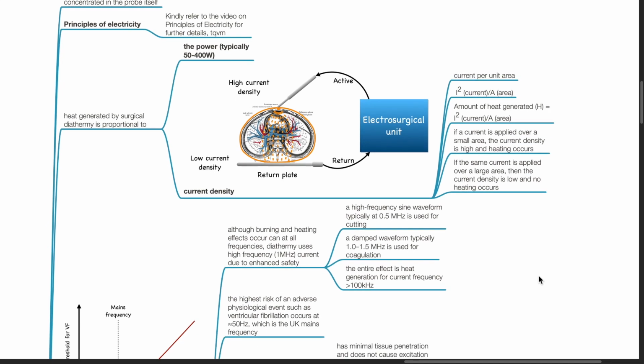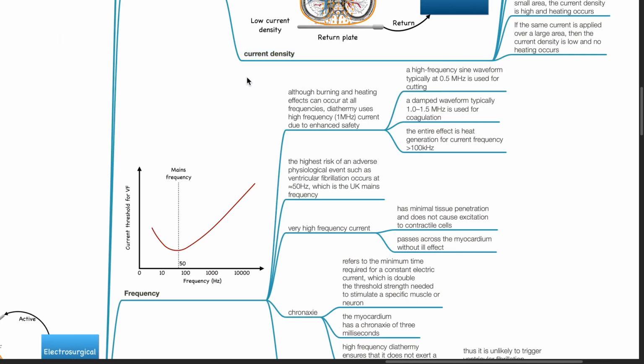Frequency. Although burning and heating effects can occur at all frequencies, diathermy uses high frequency, 1 MHz current, due to enhanced safety. High frequency sine waveform, typically at 0.5 MHz, is used for cutting. A damped waveform, typically 1 to 1.5 MHz, is used for coagulation. The heating effect is entirely heat generation for current frequency more than 100,000 Hz.